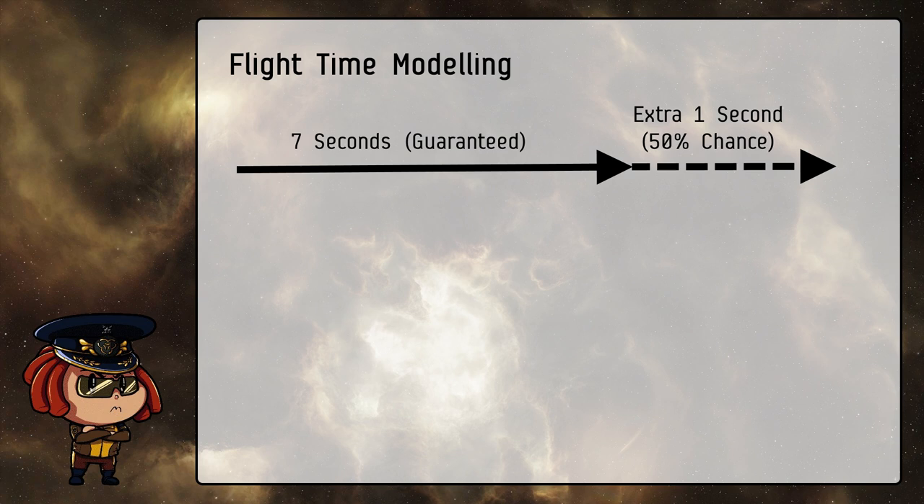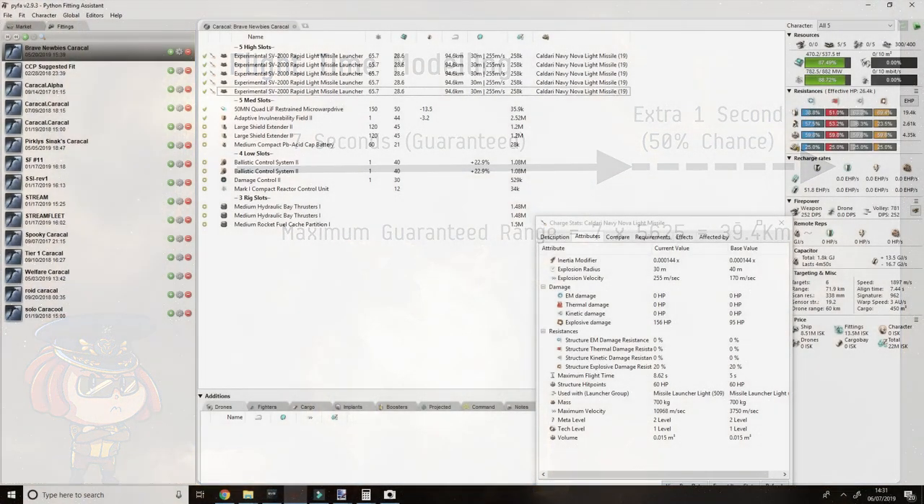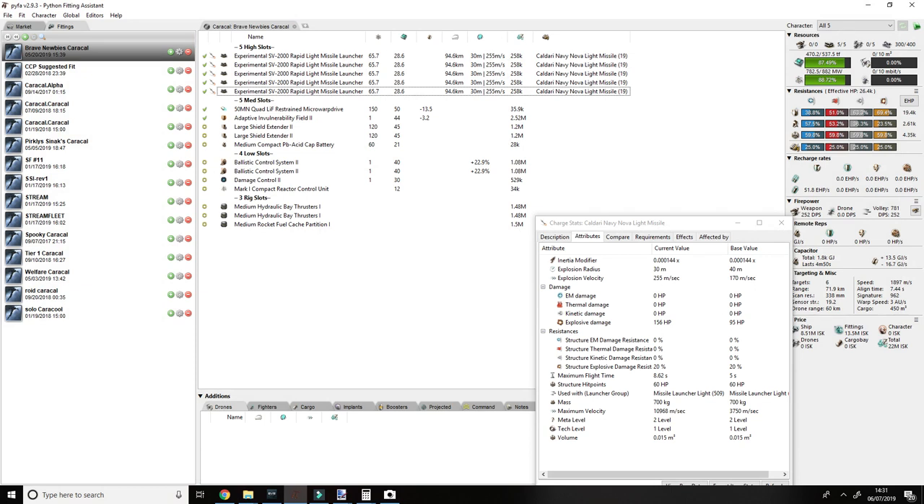What this means practically is that missile ships have a maximum guaranteed projection range that's lower than what Pyfa or the game itself will tell you. And in this case, that would be 7 times 5,625, which is equal to 39,375, or 39.4 kilometers. To give a more extreme example to demonstrate the impact that this can have, the typical Caracal fit that's used by Brave newbies will only hit out to a guaranteed 88-ish kilometers with max skills, but can also hit up to 99 kilometers if the RNG gods are in your favor, and this gives missiles a weird form of fall-off that you should be aware of.